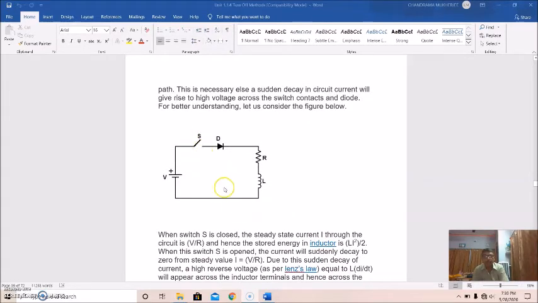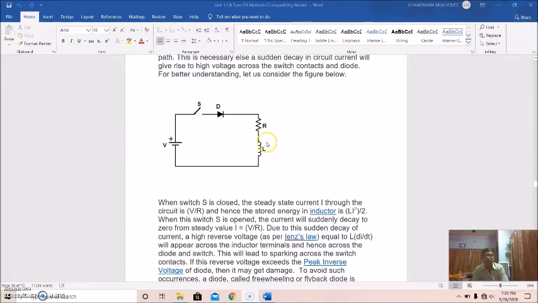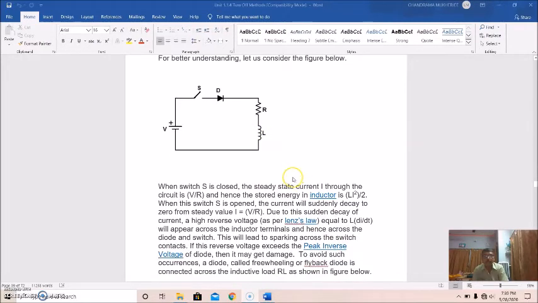When the switch is closed, a steady current I will flow through the circuit, and the value of this is the voltage divided by this resistance, and hence the stored energy in this inductor is half L i squared. Now when the switch is opened, this current will suddenly decay to zero from its steady value. Due to this sudden decay of current, a high reverse voltage, as per Lenz's law, equal to L di/dt will appear across the inductor terminals.